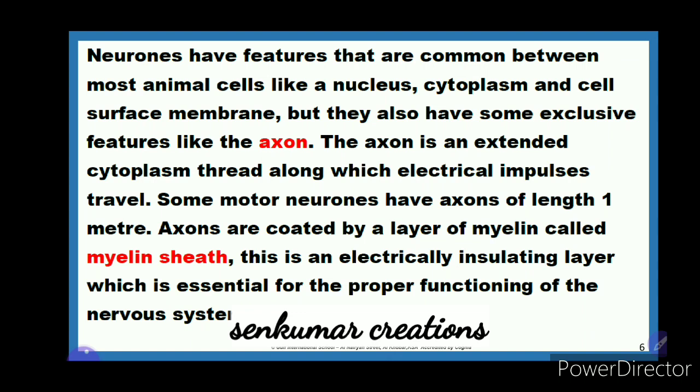Neurons have the same features that are common between most animals, like the nucleus, which is present in all the neurons. Cytoplasm is common, and cell surface membrane is common, but they also have some exclusive features like the axon. The axon is an extended cytoplasm thread along which electrical impulses travel. Some motor neurons have axons of a length of 1 meter. Axons are coated by a layer called the myelin sheath.